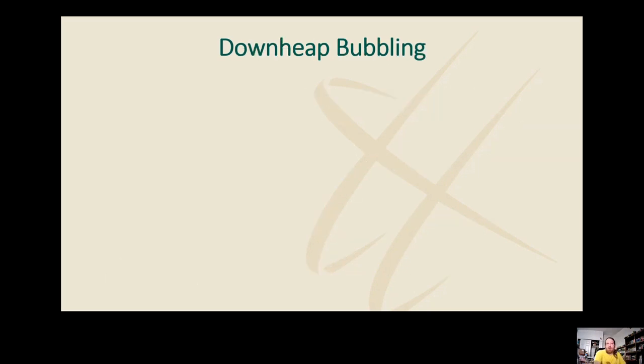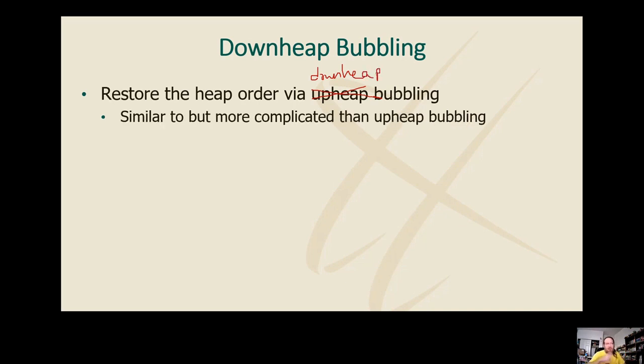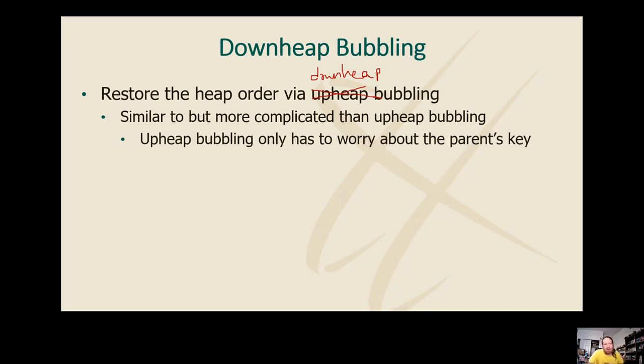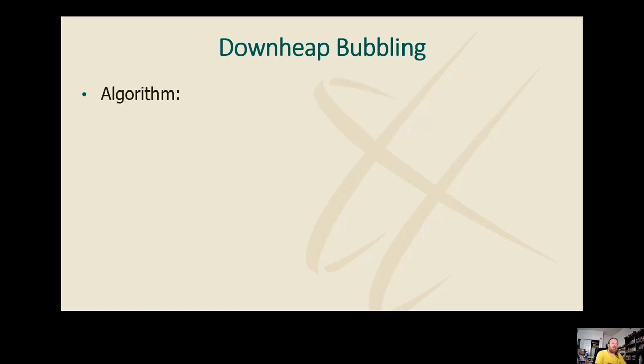And then we downheap bubble. This is like upheap, but a little more complicated and in reverse. Now, why is this more complicated? Well, with upheap bubbling, we only had to worry about the parent. But downheaping has to account for either child. Right? It could go left, could go right. So our algorithm's a little more complicated.